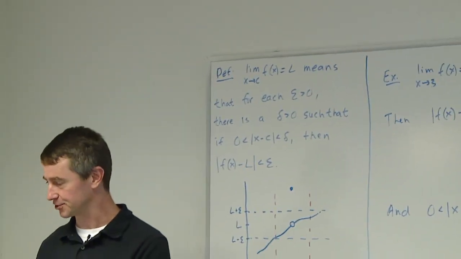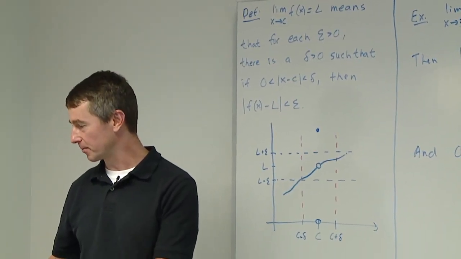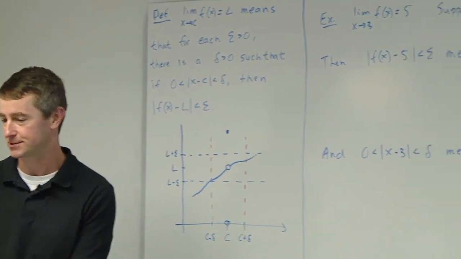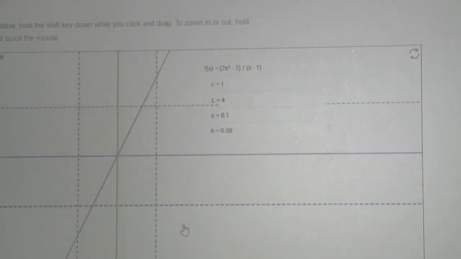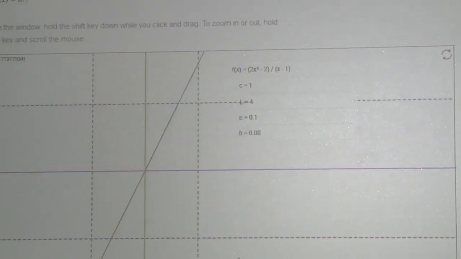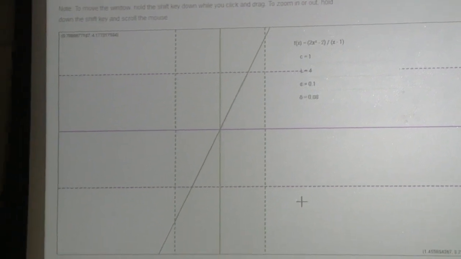Let's try a smaller epsilon. So now the person on the street is going to be a little bit tougher. So the next thing on the page says to try epsilon to be 1/10. So does our delta still work here?